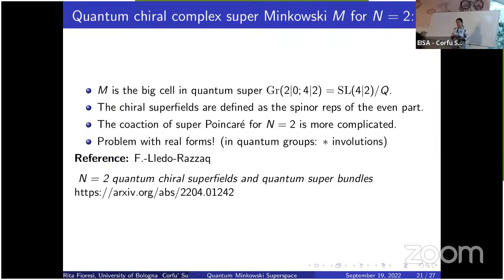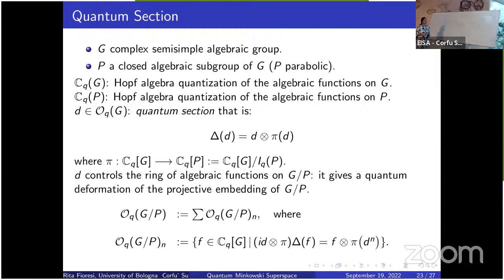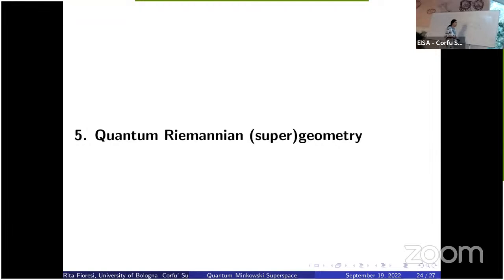I just want to very briefly tell you the obstacles in generalizing. I said it, but I also wrote it. The point is that the flag is not a projective supermanifold, very differently from the non-super setting. These objects that are very nice, like Grassmannian flags, are not projective in general, very annoying. And even when you look at n equal one, the super ring is becoming complicated. With Yedo, Latini, and Nadal, we tried an indirect definition via quantum section in the super context. I wrote a couple of slides, perhaps I will not tell you what it is, and go directly to what I think you may be most interested in, quantum Riemannian supergeometry.